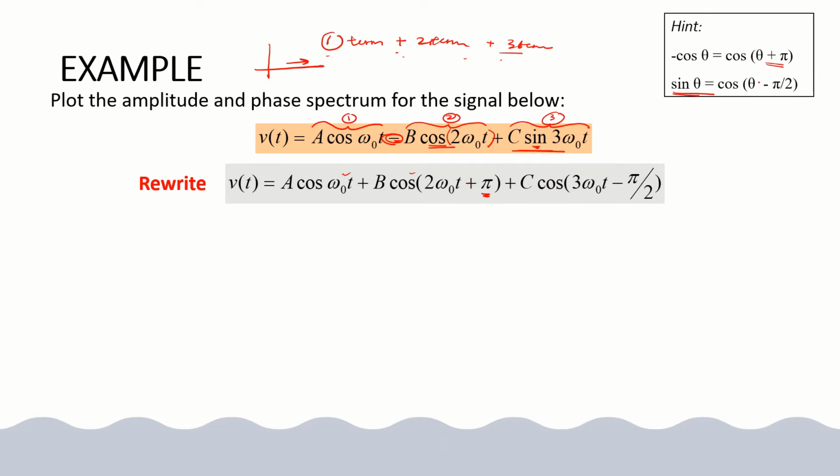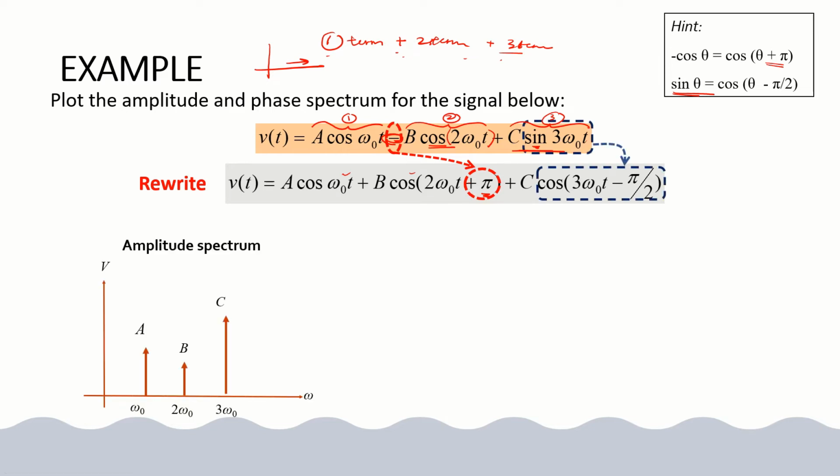So sine theta is equal to cos of theta minus pi over 2. Now you're going to have uniform terms. Everything is going to be cos. And now we can represent the signal.